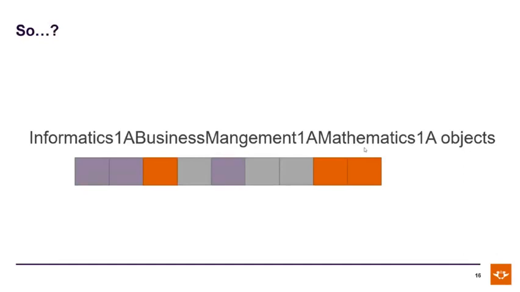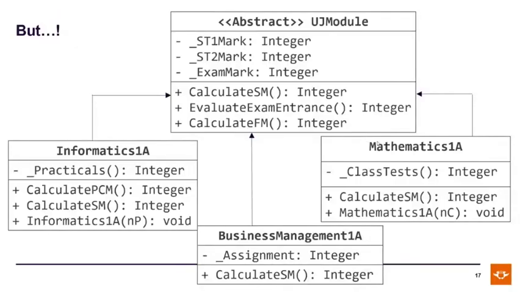You can convert the values when needed, but that's a lot more effort than just tracking individual values themselves. So, coming back to our singular array of multiple objects, Object Informatics 1A, Object Business Management 1A, and Object Mathematics 1A. Our classes, our derived classes. So how do we manage them?